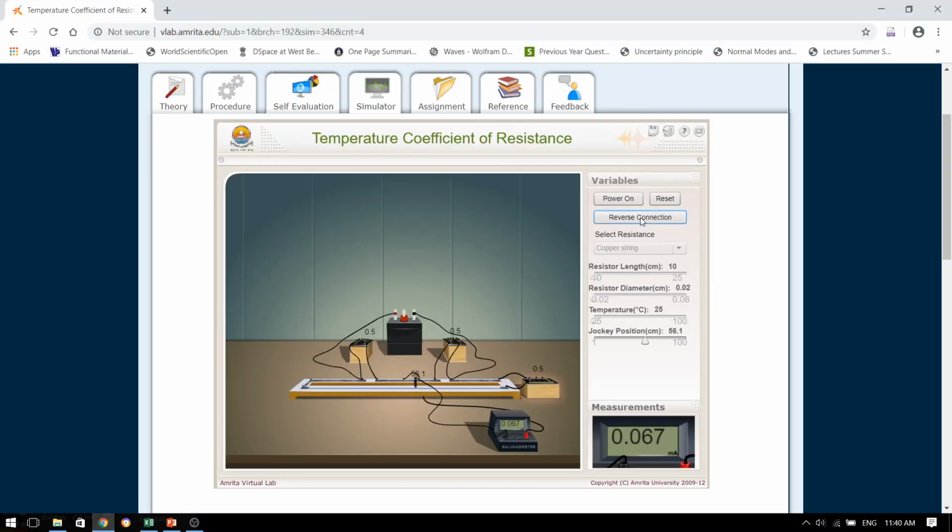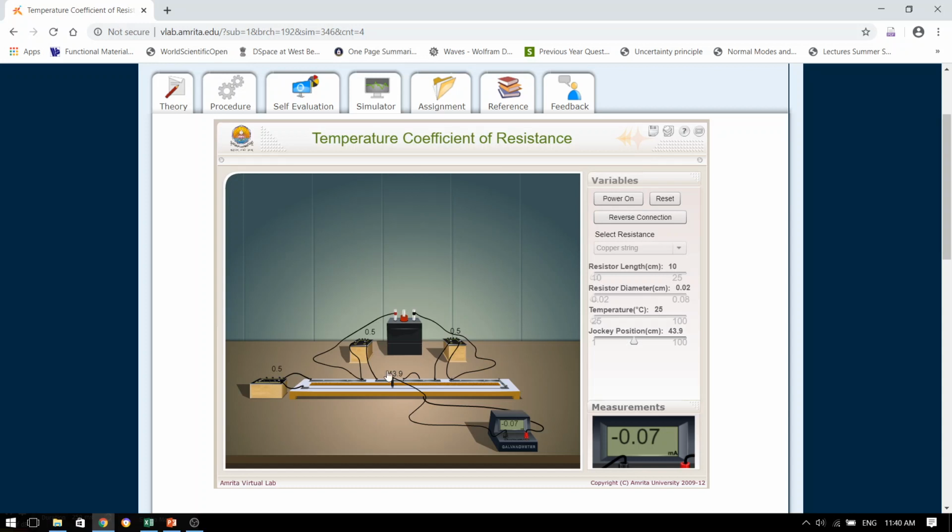Moving forward, we now have to reverse the connection. When you press this reverse connection button, you see that the position of the copper strip and the resistor have been swapped. Once again, we will move the jockey position and determine the null point. Close to 0, I would suggest once again to use the arrow keys. Minus 0.07, right, 0.2. So, this is as close as I can reach to 0. In this case, my value of L2 will be 43.9.